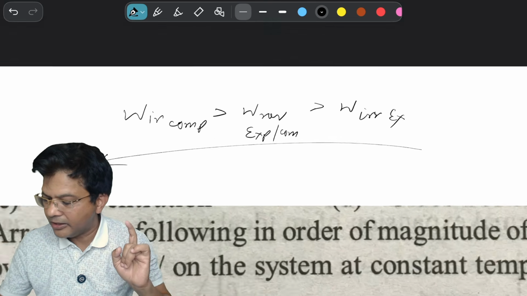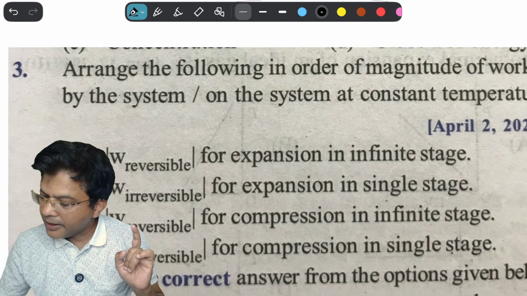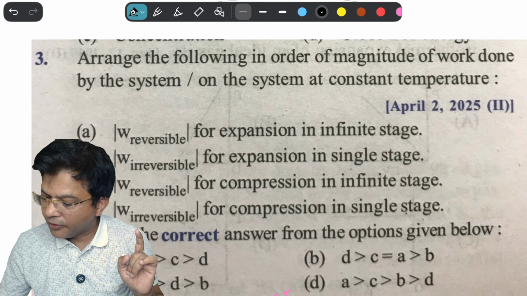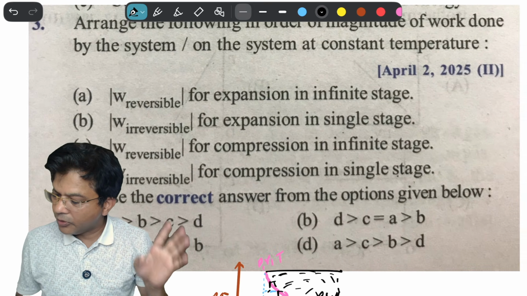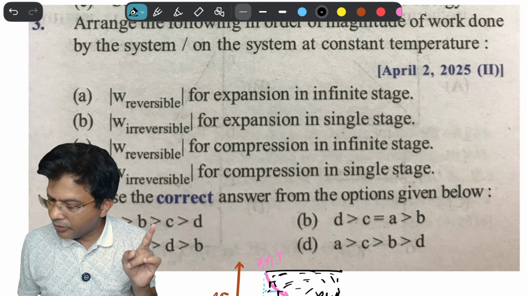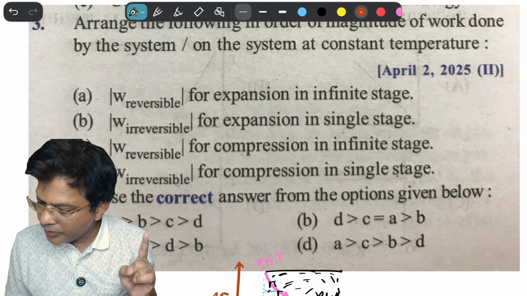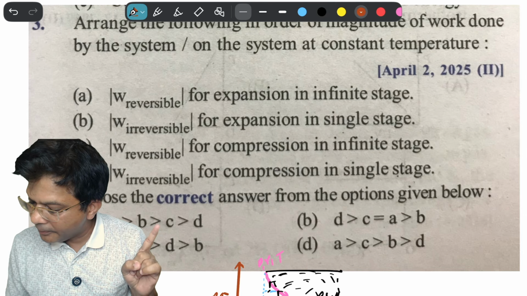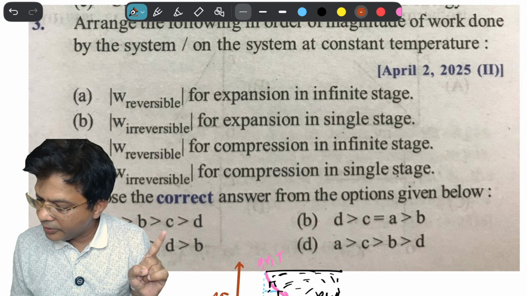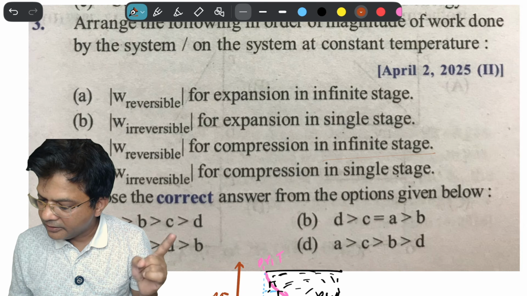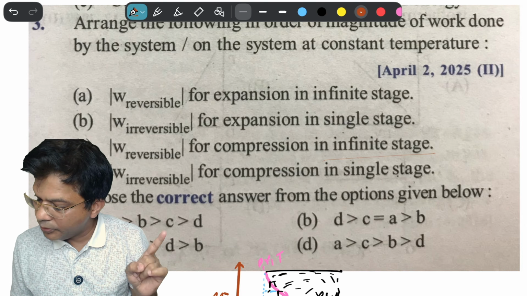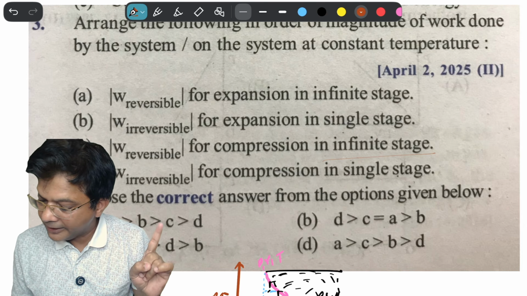Now let's see the question. Arrange the following in order of magnitude of work done by the system at constant temperature. So let's find out which I said, irreversible compression will be maximum. W irreversible compression, then W reversible, then W irreversible expansion.